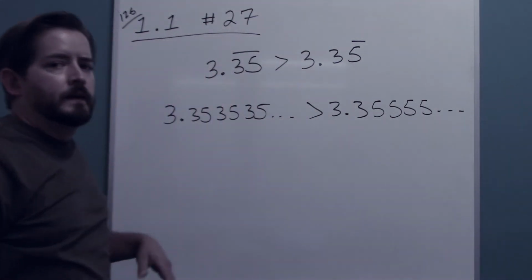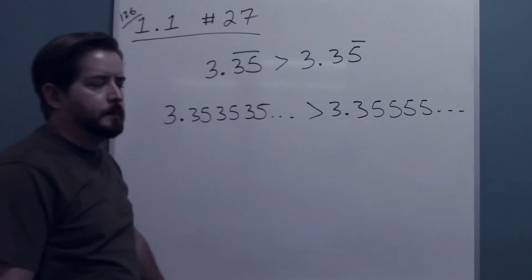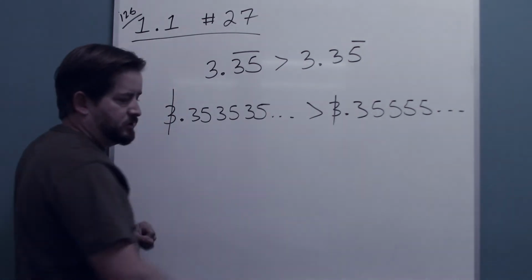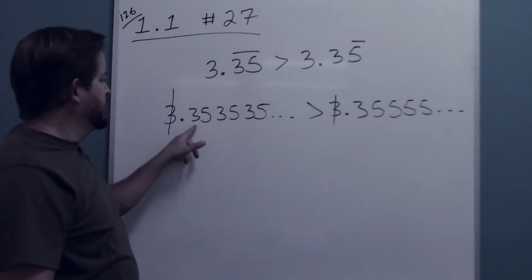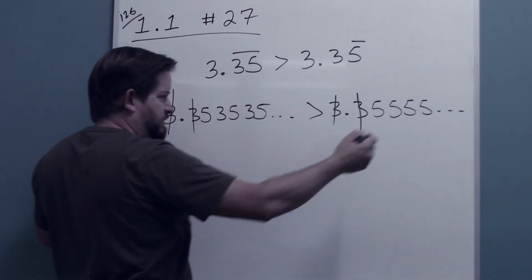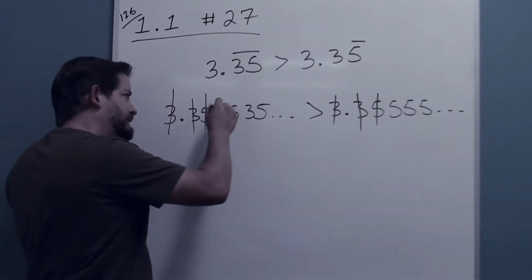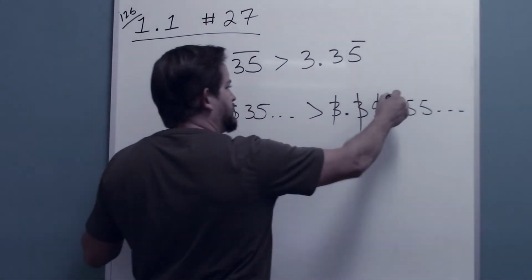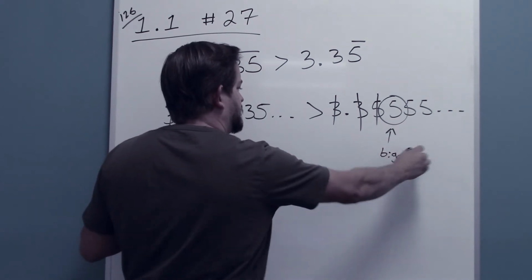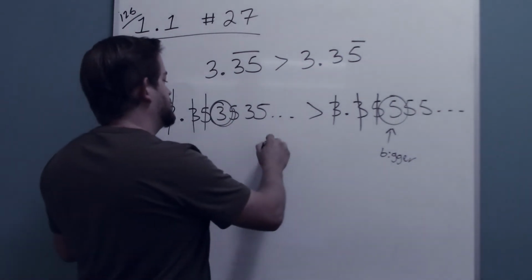Now, one number is greater than the other depending on the first digit that's different. If I look at the ones place, they both have a 3. So far so good, they're the same. The second digit, in the tenths place, is a 3. Those are the same. In the hundredths place, we have a 5 and a 5, but in the thousandths place, we get something different. This one's bigger, meaning the number on the right is bigger, and therefore this is false.